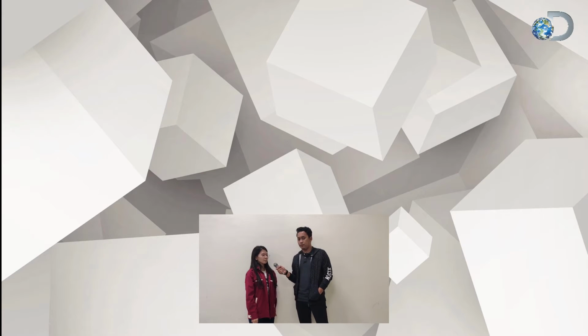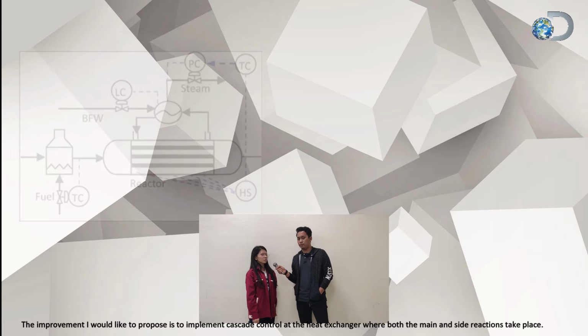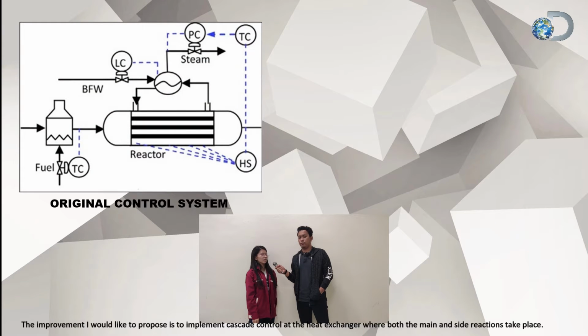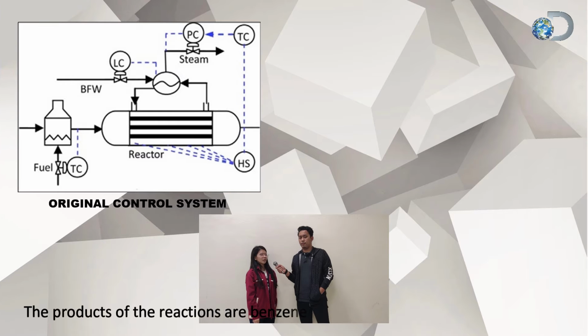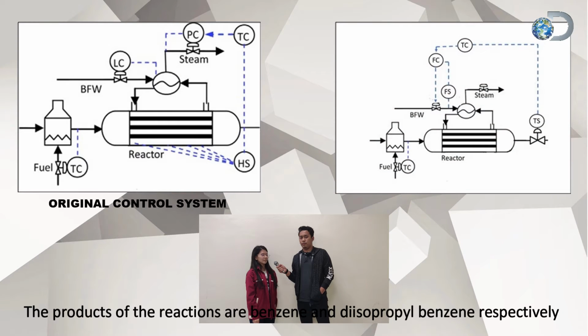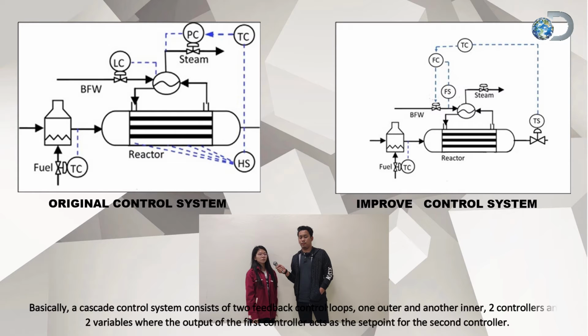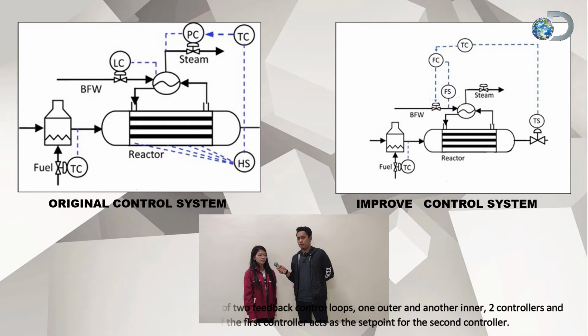The improvement I would like to propose is to implement a cascade control system at the heat exchanger, where both the main and side reactions take place. The products are cumene and diisopropyl benzene respectively. Basically, a cascade control consists of 2 feedback control loops, one outer and another inner, 2 controllers and 2 variables, where the output of the first controller acts as the set point of the second controller.